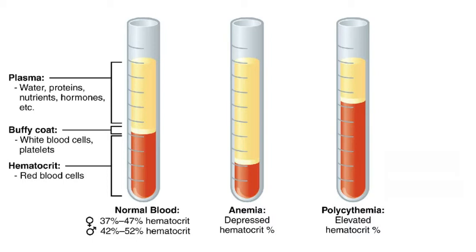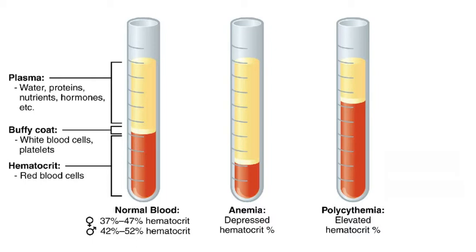The way hematocrit is done is you simply prick your finger, take a few drops of blood into a capillary tube, spin it in a centrifuge, and then measure the blood out. What you're looking for is what percent is the red blood cells over the total blood.